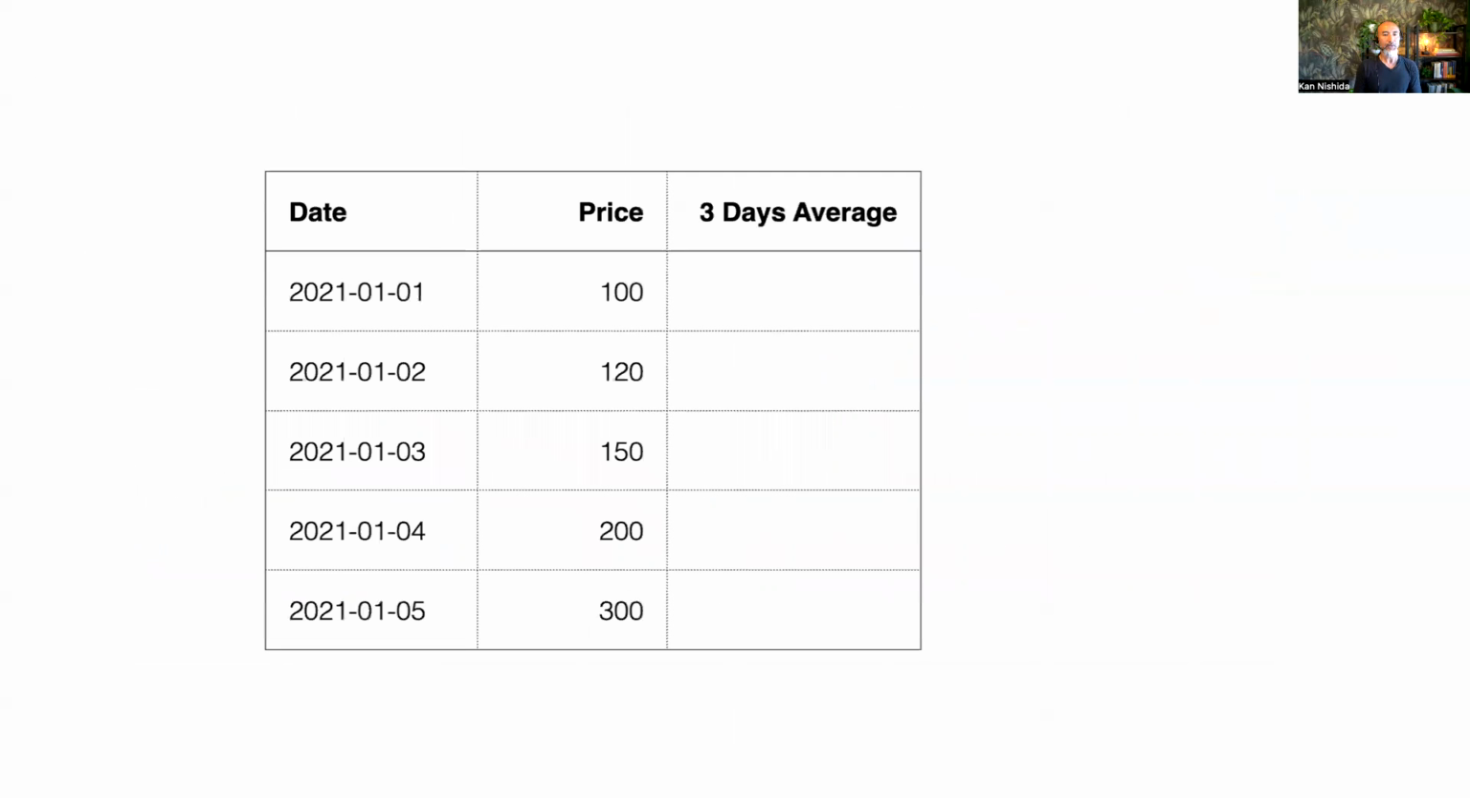So how you calculate it: let's say a 3 days average, and this data starts from January 1st, January 2nd, January 3rd, and so on. A 3 days average means you need 3 days to calculate the average. You don't want to do a 1 day or 2 days average, right? Obviously it's 3 days. So the first row and the second row you cannot calculate, because you don't have 3 days yet. On January 3rd, now you have 3 values and you can calculate the average. Sum them up and divide by 3, and it ends up 123.33.